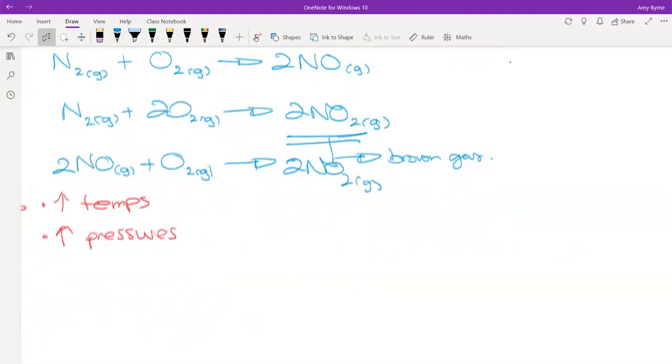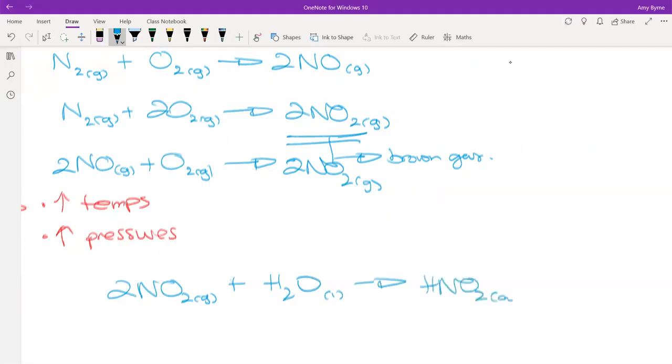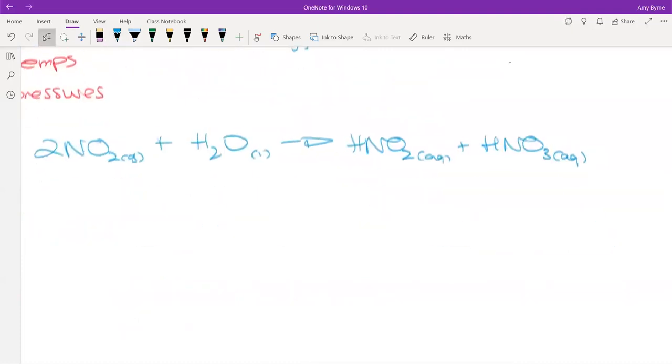So what does my NO2 do? I can have 2 NO2s getting up into the atmosphere where they react with water to form HNO2 aqueous and HNO3 aqueous. This one here is called nitrous acid. This one here is nitric acid.